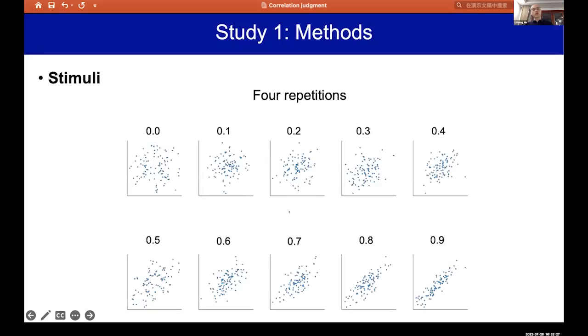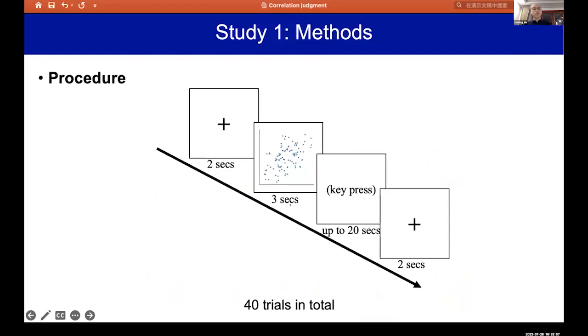The first one focuses on underestimation, which is one of the most robust estimation biases in reading correlations from scatter plots. The stimuli are pretty simple. We generate a total of 40 scatter plots, with correlations ranging from 0 to 0.9. There are 10 different correlations, and within each correlation, we have 4 repetitions, which generates our 40 scatter plots. And the procedure is pretty standard.